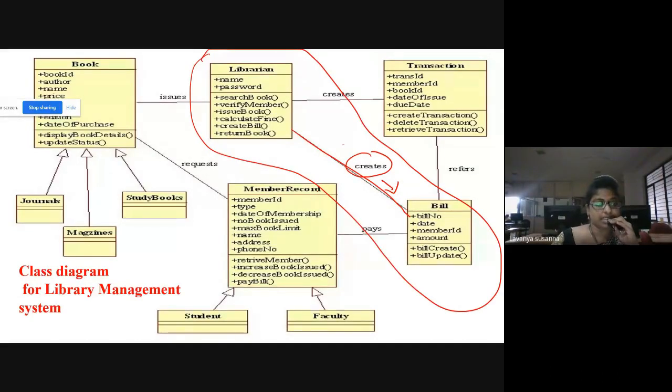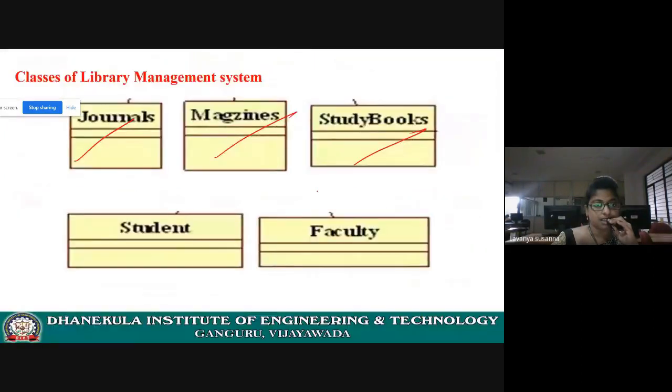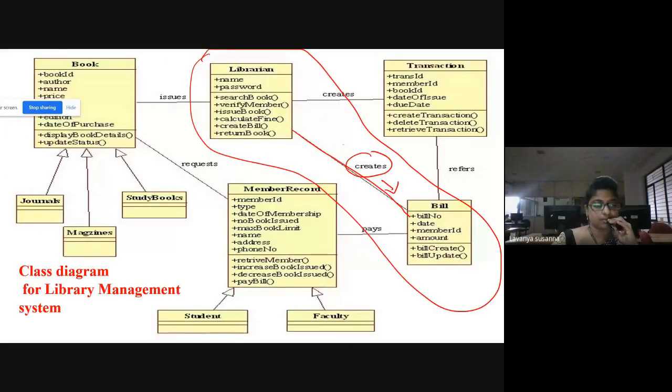This is the class diagram for library management system. In the assignment, I have asked 1, 2, 3, 4, 5, 6 class diagrams, right? In this way, you need to write. Don't draw the class diagram directly. Follow the modeling techniques. First, identify the classes, identify the responsibilities. Okay, and then draw the class diagram in detail with all specifications.